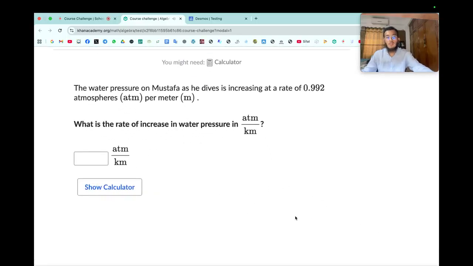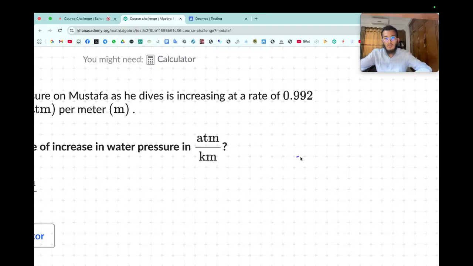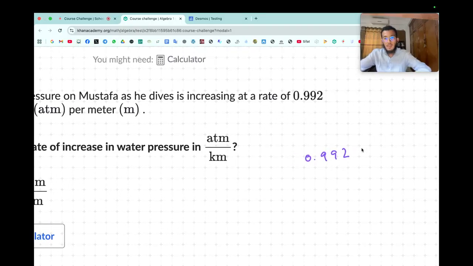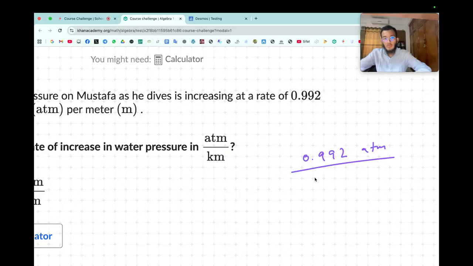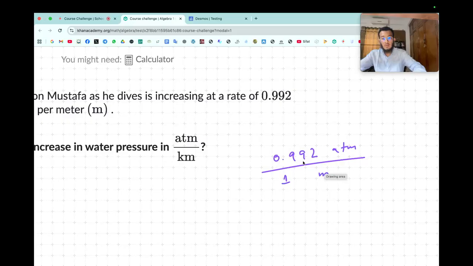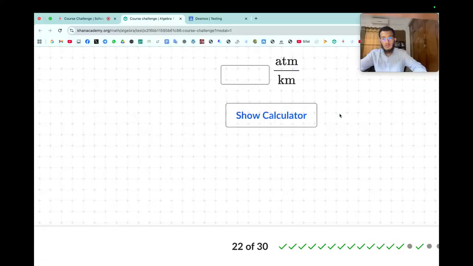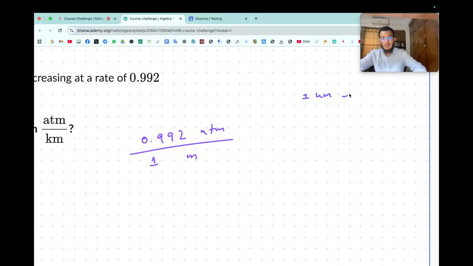Okay, the water pressure on Mustafa as he dives is increasing at a rate of 0.992 atm per meter. What is the rate of increase in water pressure in atm per kilometer? So we know that the water pressure is 0.992 atm per meter, 1 meter. We have to convert this rate to atm per kilometer. We know that 1 kilometer is 1000 meters.